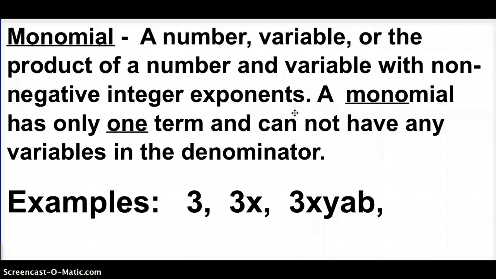A monomial has only one term and cannot have any variables in the denominator. So if you see something that has a variable in the denominator and it's in its simplest form, that will not be a monomial. Some examples of ones that would be considered to be monomials are 3, 3x, 3xy, ab. Notice you can multiply things together, that's fine. And if you do have anything in the denominator, it cannot be a variable.